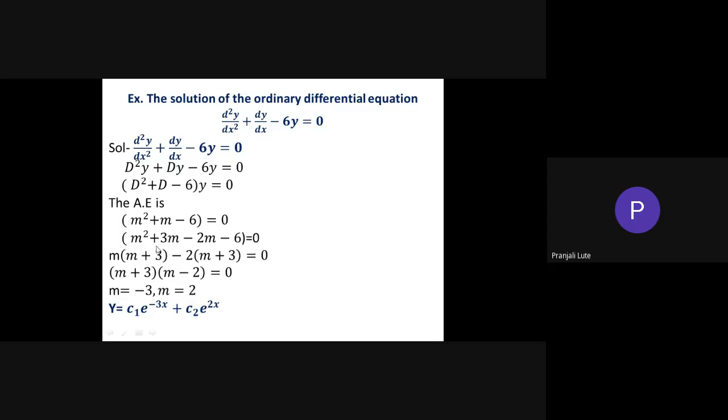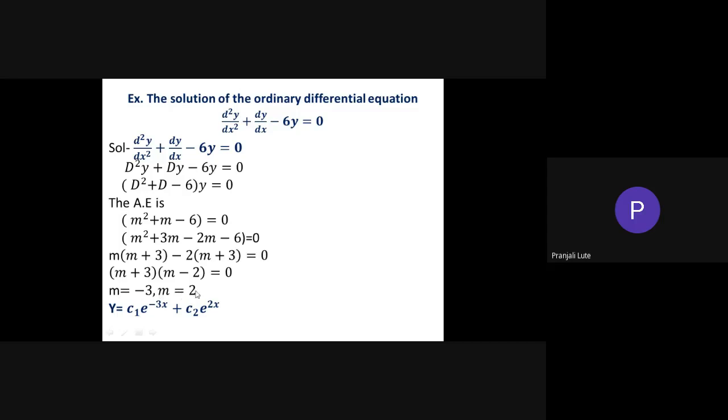Now consider the combination of the first two terms and the last two terms. From the first two terms, we take m common, so here m plus 3. From the last two terms, taking minus 2 common, so here is m plus 3. So (m plus 3)(m minus 2) equal to 0. Here a into b equal to 0 means a equal to 0 or b equal to 0. So m equal to minus 3 and m equal to 2.